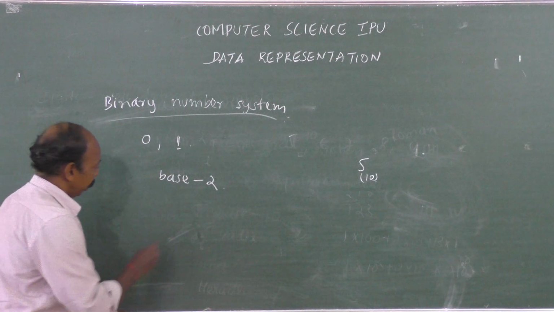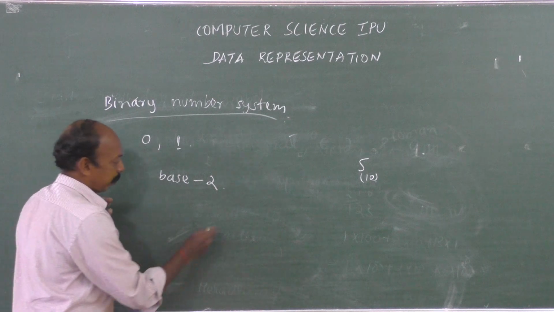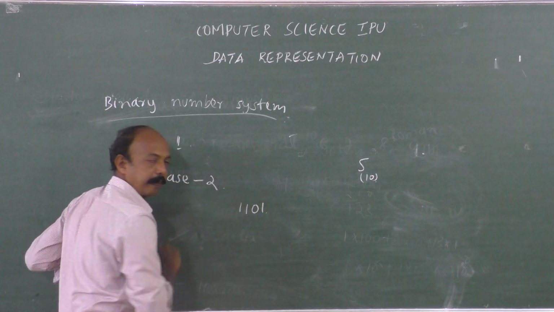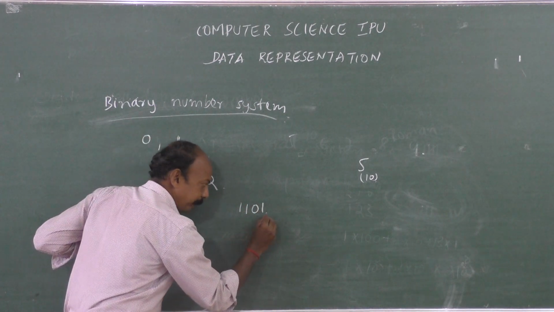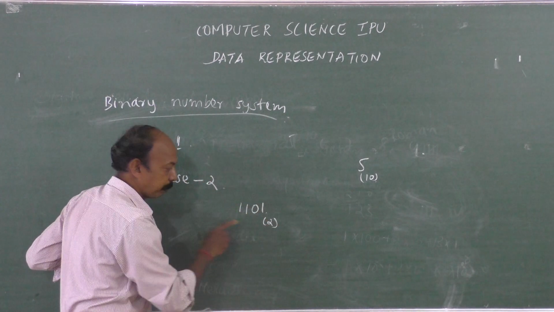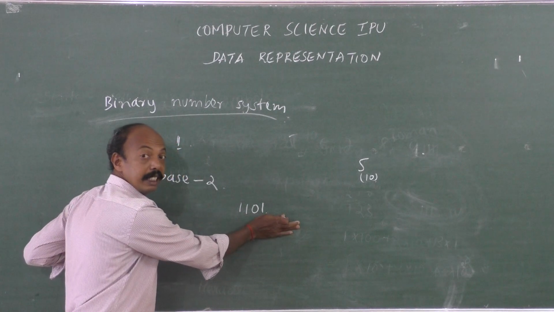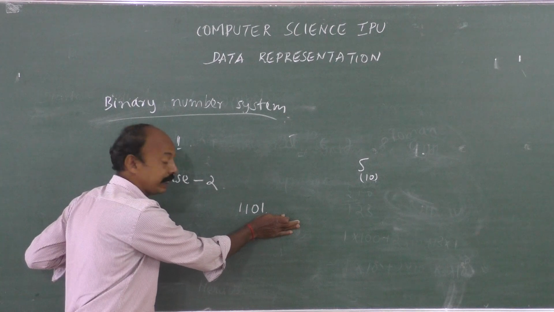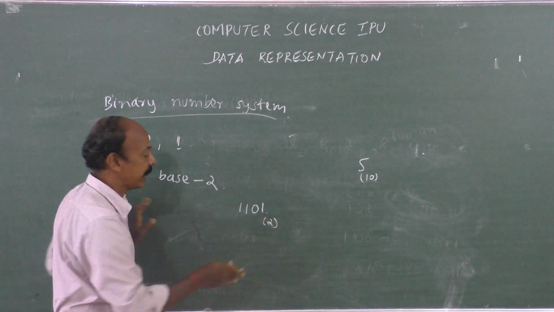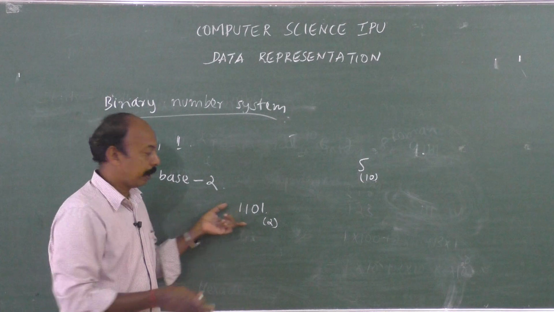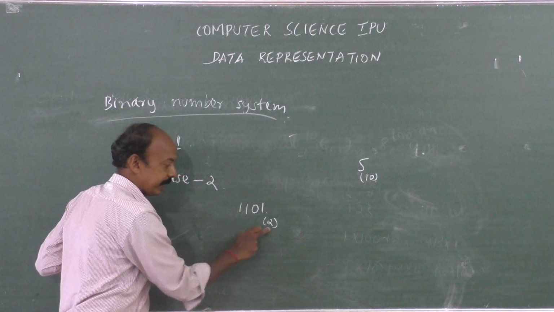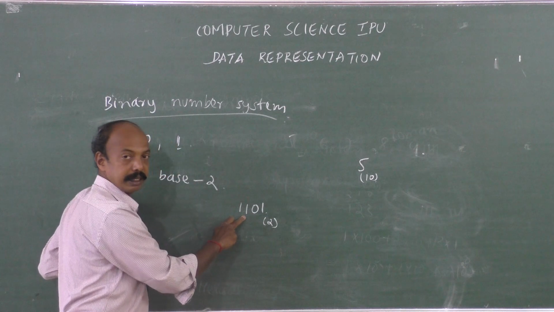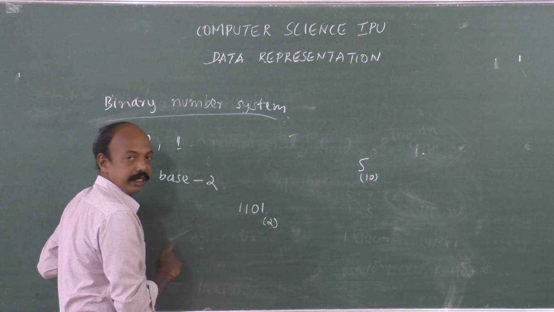Now, whenever we write a number, for example 1 1 0 1, we need to mention the base. Suppose we don't write the base, it becomes the decimal number system. Even for the decimal number system we have to write it, but if the base is not given, automatically we consider it the decimal number system. But if the base is given, and it says that the radix or the base is 2, then it is the binary number system. So what is the meaning of this?